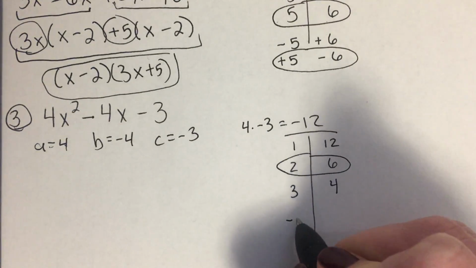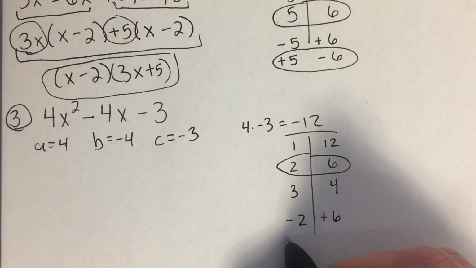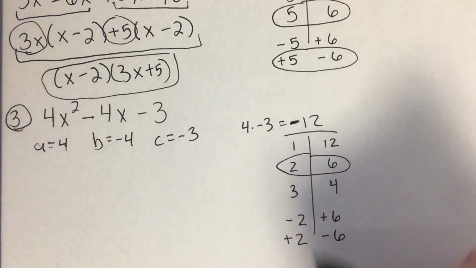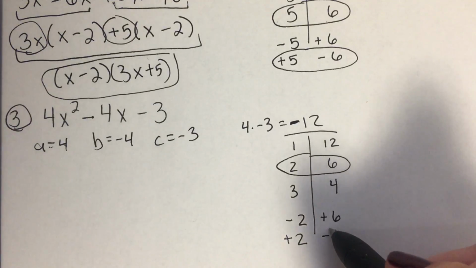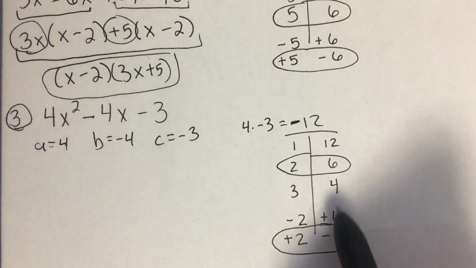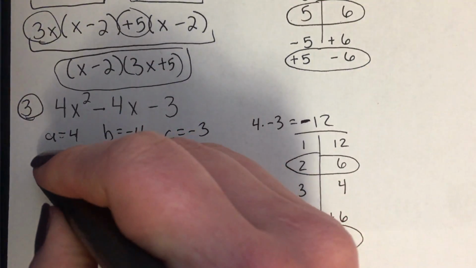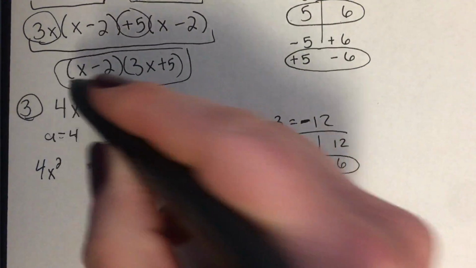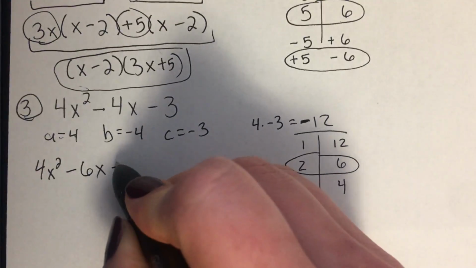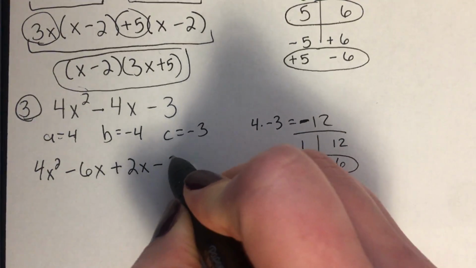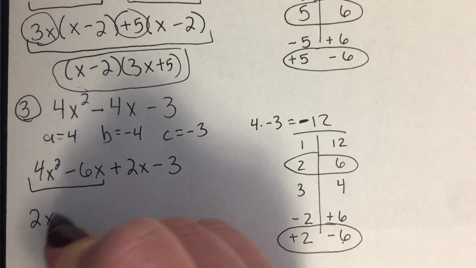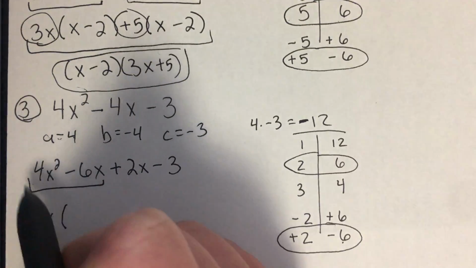Again, I could have -2 and +6 or +2 and -6 since our product is a negative. So the one that will work would be a positive 2 and negative 6. Once again, I'm going to put this negative 6 first. So I have 4x squared, copying the first term, put in this negative 6x, then a positive 2x, and a negative 3.